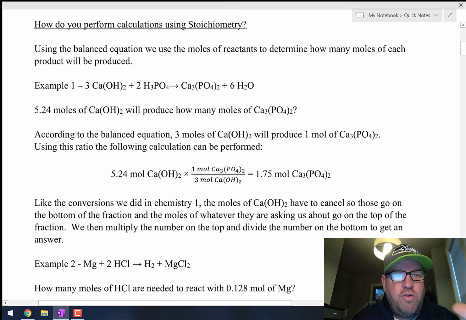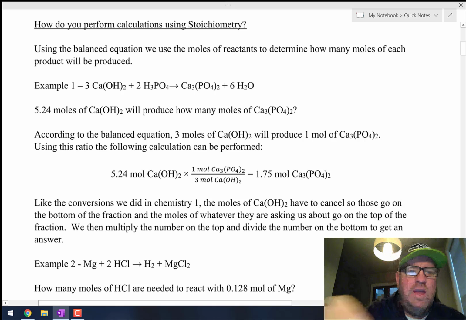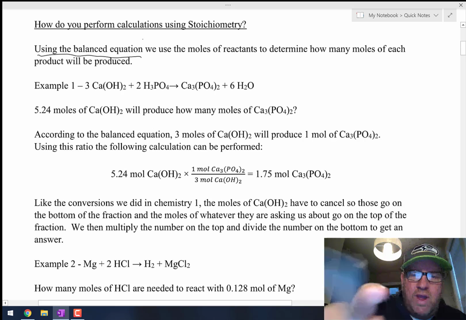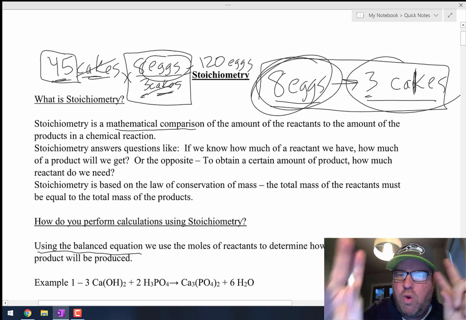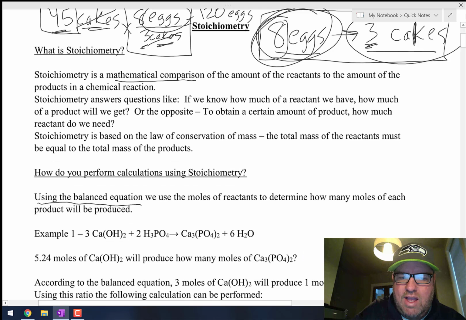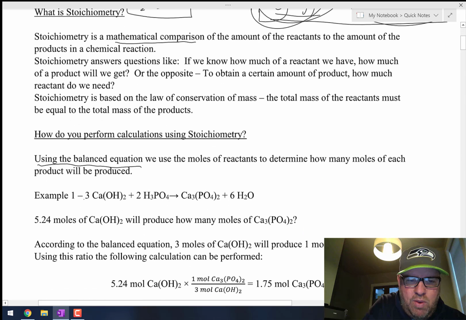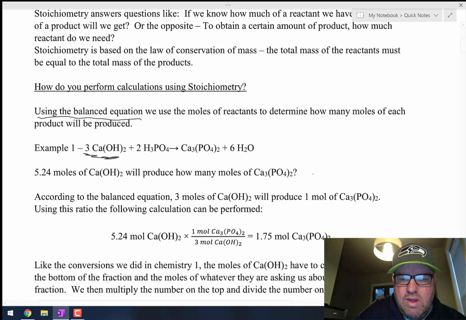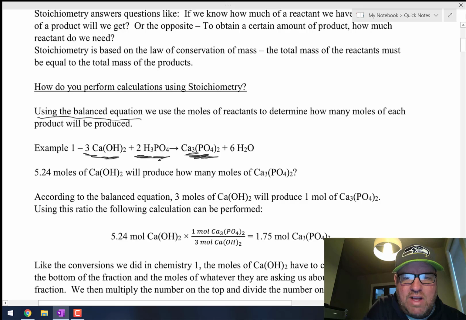So how do you perform calculations using stoichiometry in chemistry? We use the balanced equation, just like I used my quote-unquote balanced equation up here: 8 eggs makes 3 cakes. Same thing here. We can say that 3 moles of calcium hydroxide will react with 2 moles of H3PO4, which will produce 1 mole of calcium phosphate and 6 moles of water.